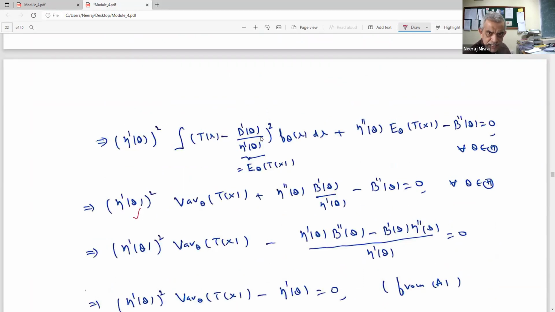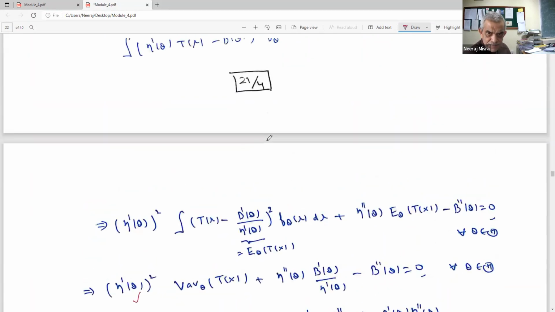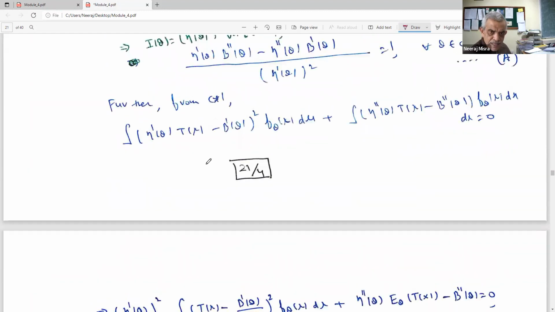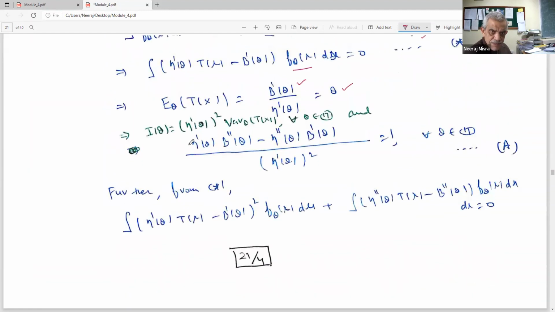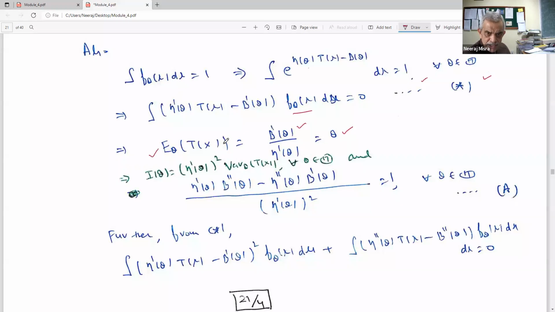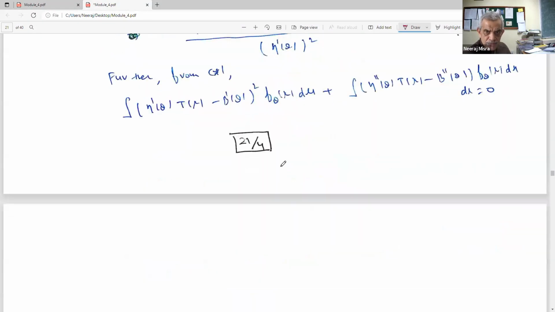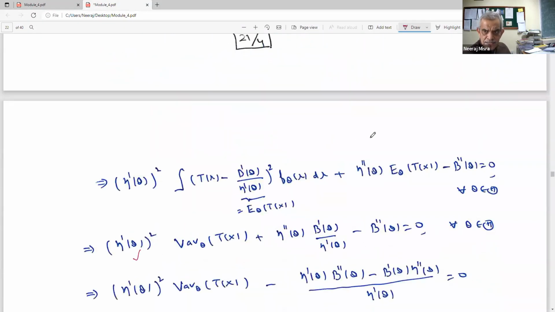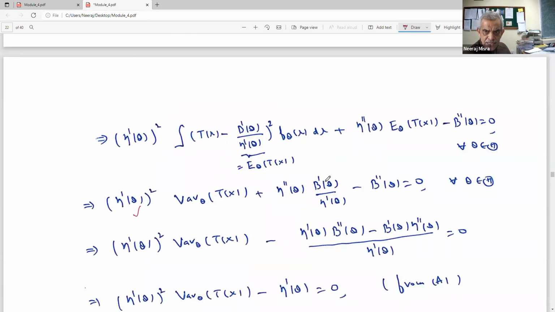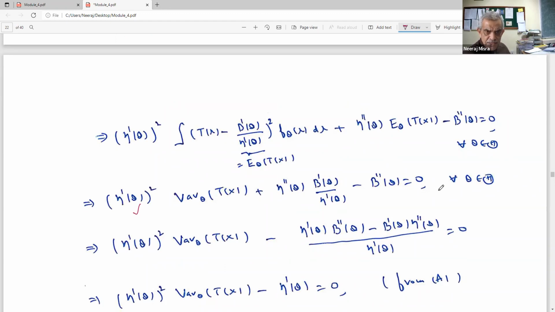We have just seen that expected tx is the same as b prime theta upon eta prime theta, which is the same as theta. So tx f theta x dx plus eta double prime theta. Expected value of tx is the same as theta, which is the same as b prime theta upon eta prime theta, minus b double prime theta is the same as 0.